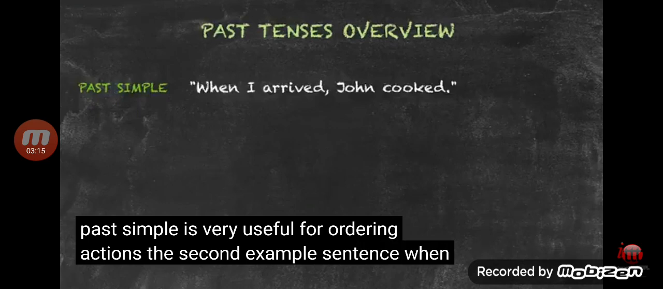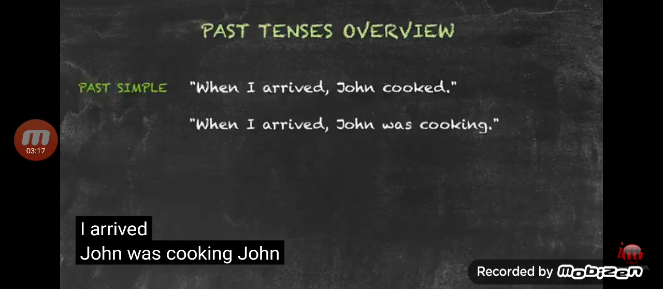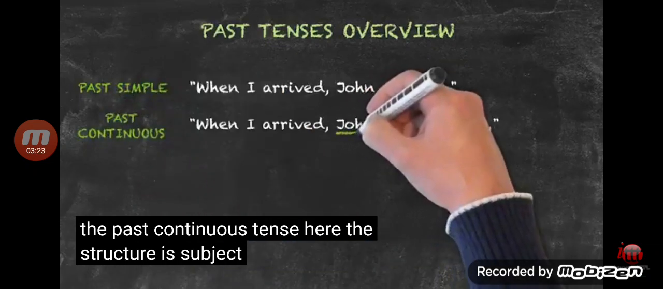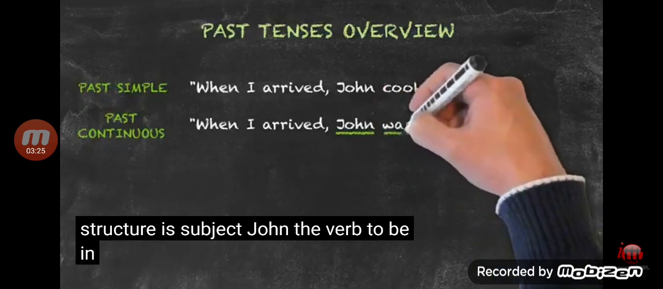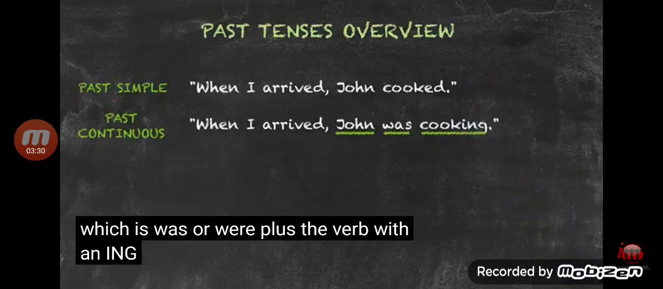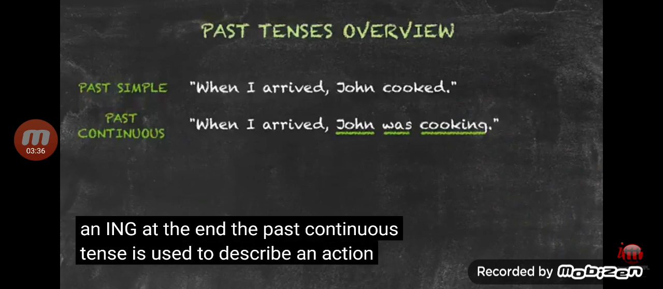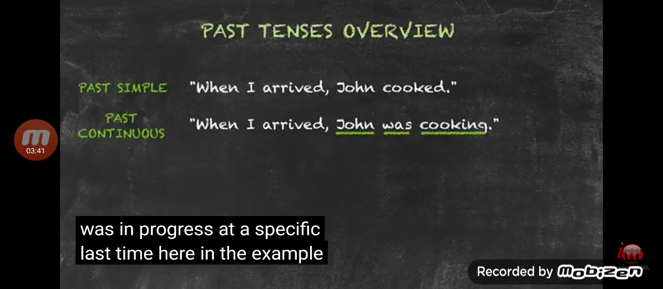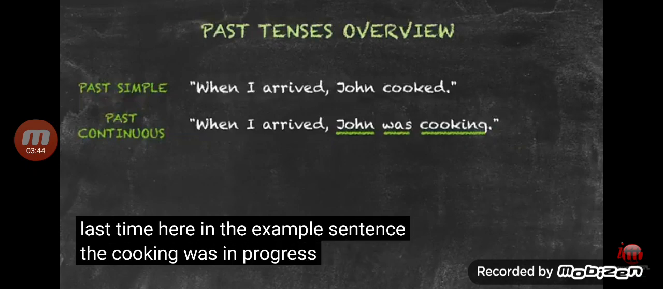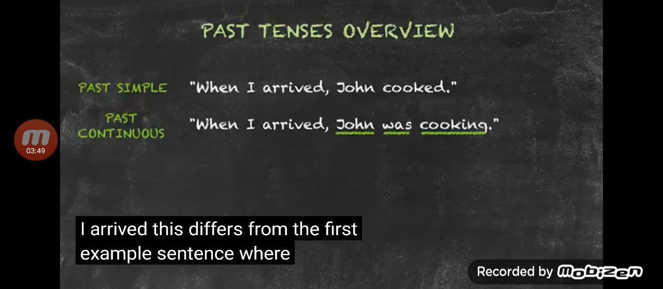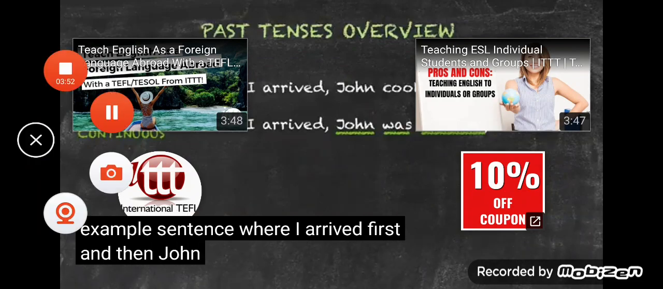The second example sentence, when I arrived, John was cooking. John was cooking is in the past continuous tense. Here, the structure is subject, John, the verb to be in the past tense, which is was or were, plus the verb with an ing at the end. The past continuous tense is used to describe an action that was in progress at a specific past time. Here in the example sentence, the cooking was in progress at the time I arrived. This differs from the first example sentence, where I arrived first and then John cooked.